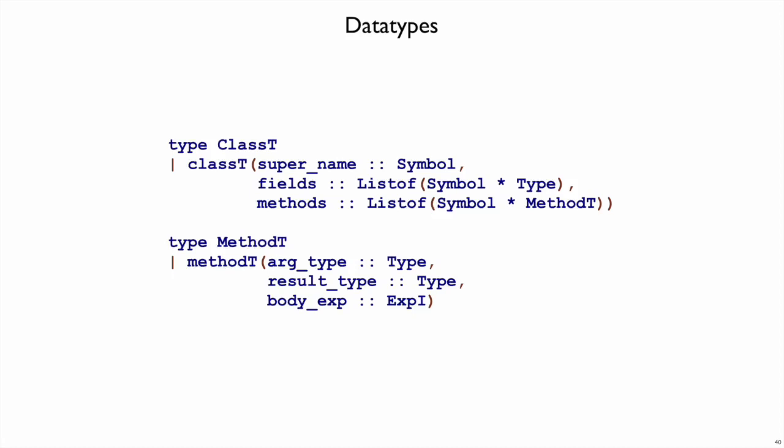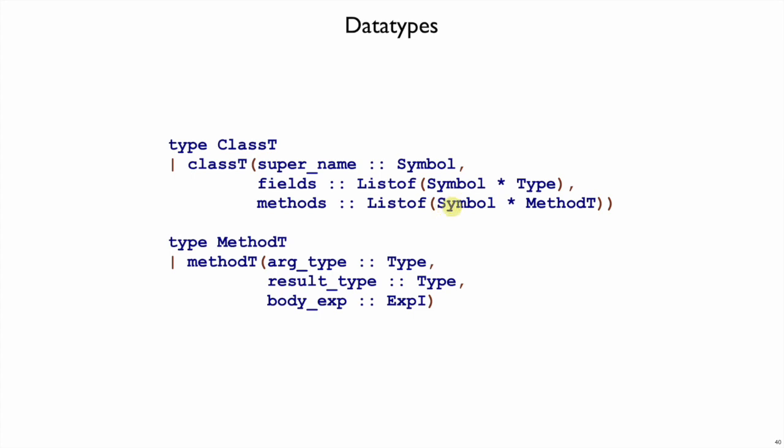Now that we've decided on the kinds of checks that we want to include in our type checker, let's consider some of the main parts of the implementation. So we now need class Ts to represent typed class declarations instead of the class I that we had before. In a class T, we still have a supername, fields, and methods, but each of the fields now pairs a symbol with the type instead of just being a symbol for the name of the field. That is, fields have types now.